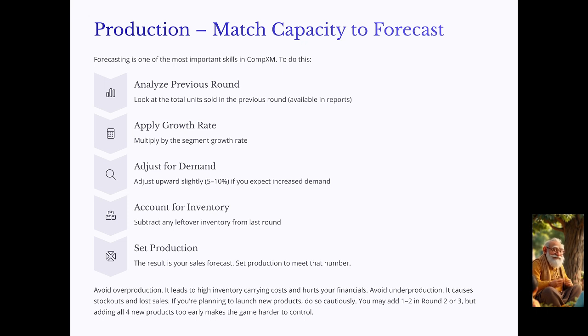Avoid overproduction. It leads to high inventory carrying costs and hurts your financials. Avoid underproduction. It causes stockouts and lost sales. If you're planning to launch new products, do so cautiously. You may add 1 to 2 in round 2 or 3, but adding all 4 new products too early makes the game harder to control.